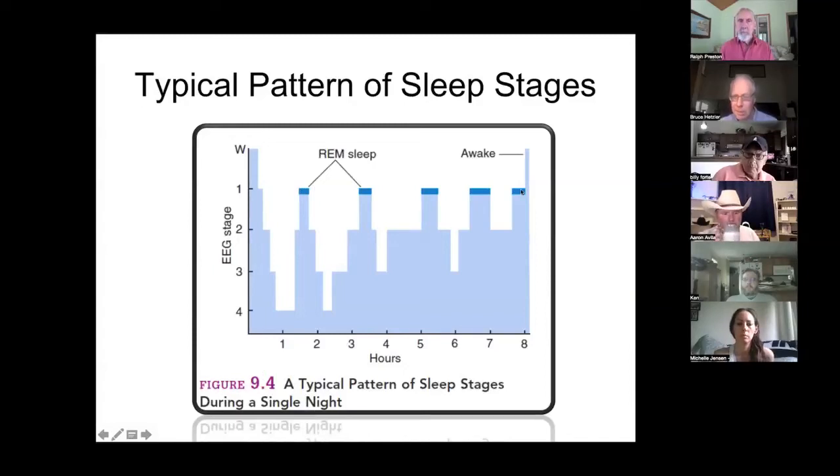These deeper stages drop out over the course of the night, while REM sleep gets longer. Is that all clear? Got to remember this because there'll be a test at the end.